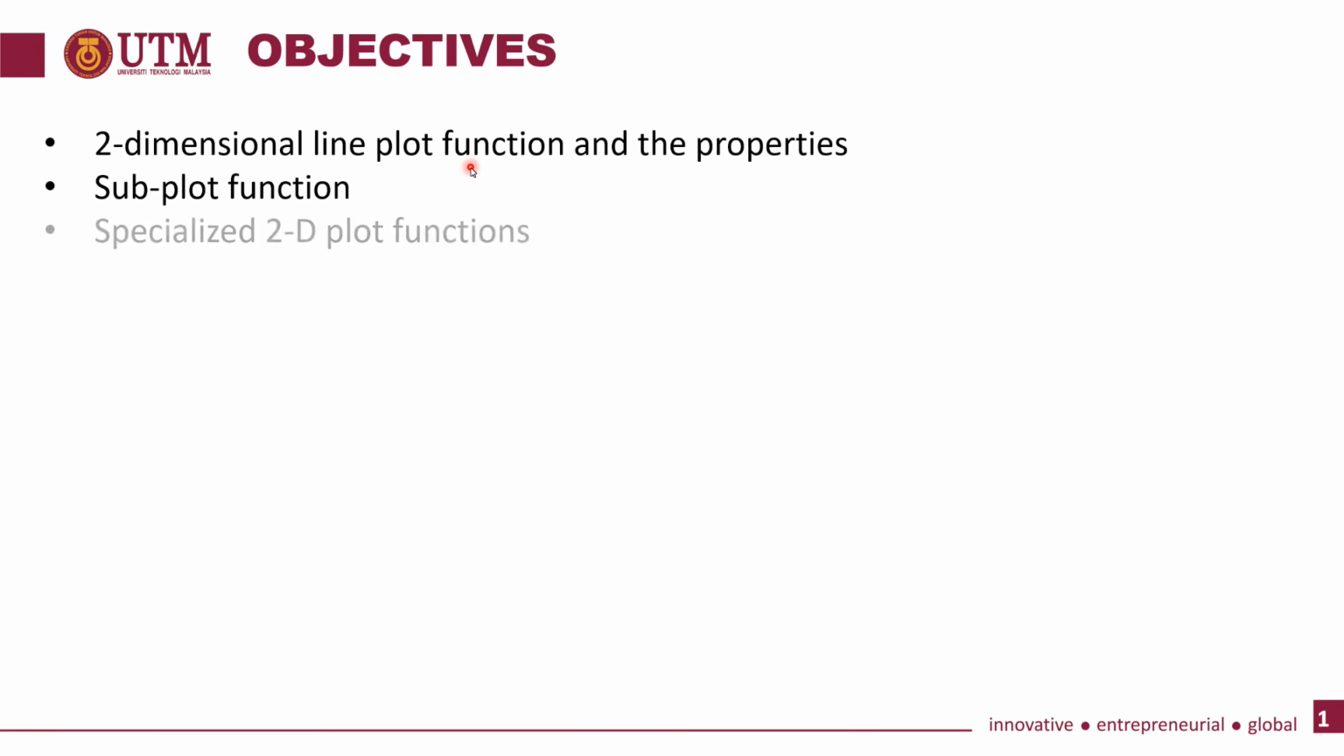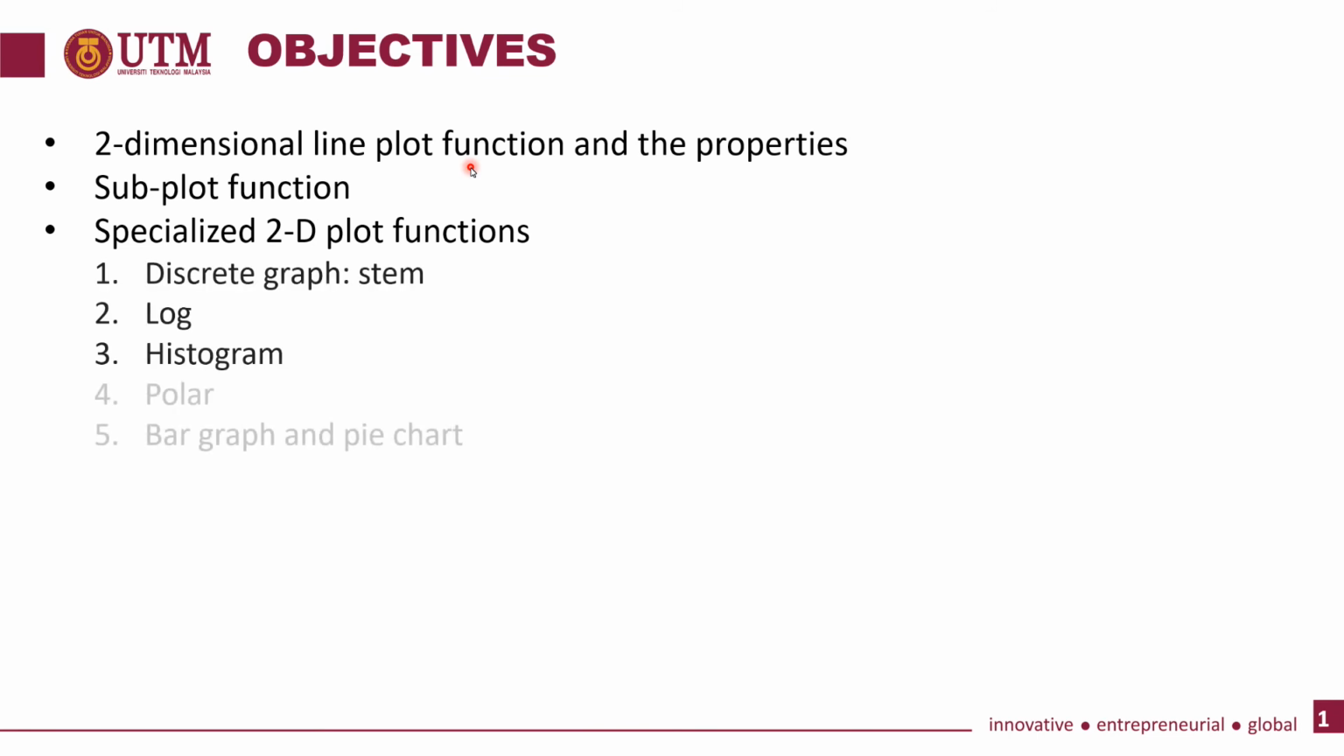Next, you are able to create specialized 2D plot functions. What are examples of specialized 2D plot functions? You must stay tuned in this chapter. Some examples are the discrete graph, which is a graph that changes over time. We have log, we have histogram, and we also have polar, bar graph, and pie chart. But polar, bar graph, and pie chart are not covered in this chapter.